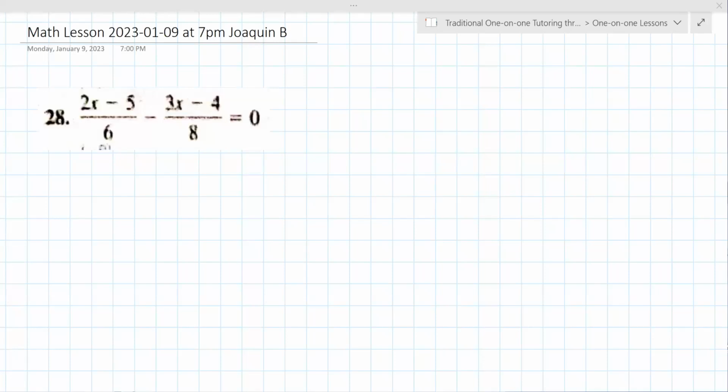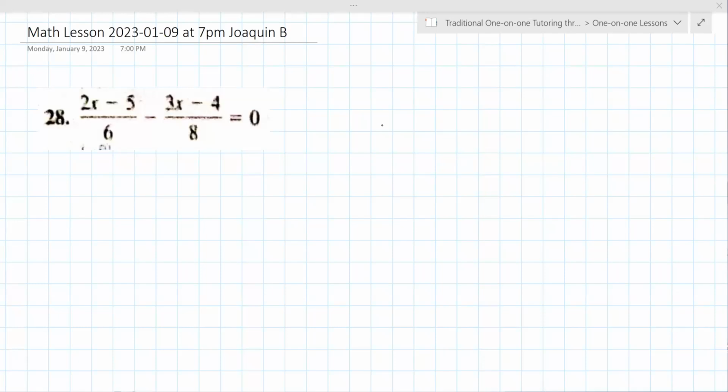You're seeing my screen: (2x minus 5) over 6 minus (3x minus 4) over 8 equals 0. Is this the first question you'd like us to look at today? Yes. Fantastic. Okay, this probably looks more difficult than it actually is. It's a linear equation. You're just solving for x.